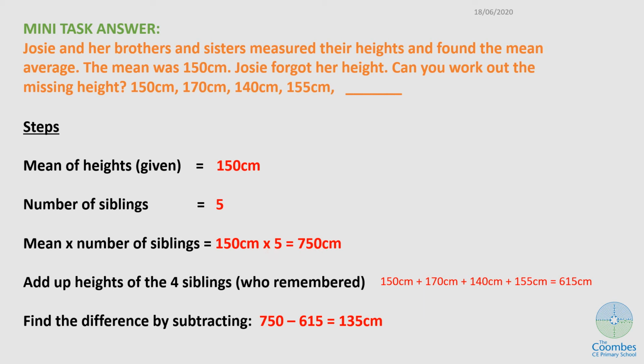So this number includes Josie's height. Now, but she forgot. Those who didn't forget, the 4 siblings, their heights are here. So if I add all 4, I'm going to get 615 centimeters. So if I take away their total height from 750, I should know Josie's height. So this is what I have done here. 750, take away 615, you get 135 centimeters.